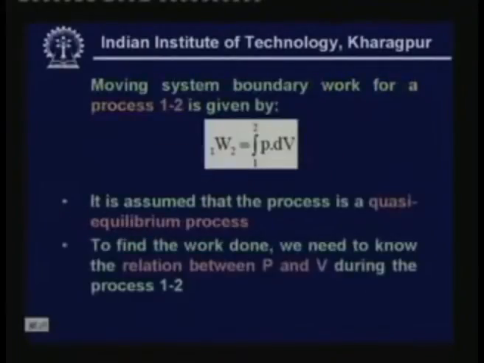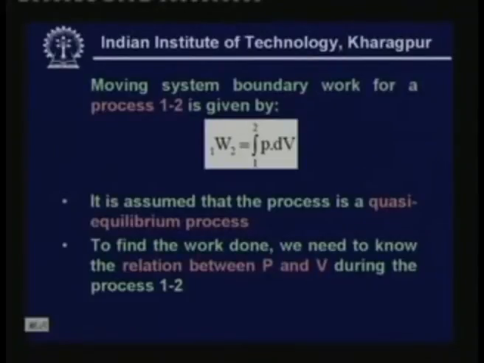Now let us look at one of the most important modes of work, what is known as moving system boundary work. For example, the work done at the interface of a piston and cylinder. The piston is moving and some work is being done in that process. So this is what is known as moving system boundary work, if you are considering the gas inside the cylinder and piston as the system. And for such a process, the work done is given by integral PdV, where P is the pressure acting and dV is the small differential volume. So if you want to find out the work transfer during this process, you have to integrate it between the initial and final states.